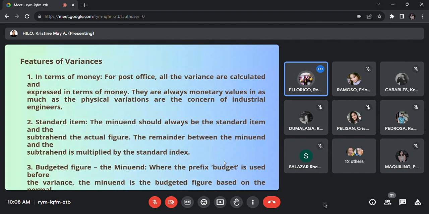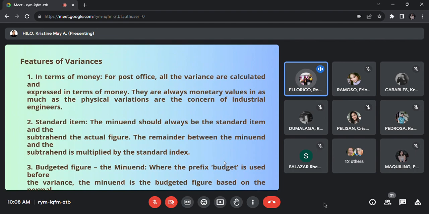Next. So in features of variances, first is in terms of money, second is the standard item, and third is the budgeted figure. So in terms of money, all the variances are calculated and expressed in terms of money. There are always monetary values, inasmuch as the physical variations are the concern of industrial engineers.